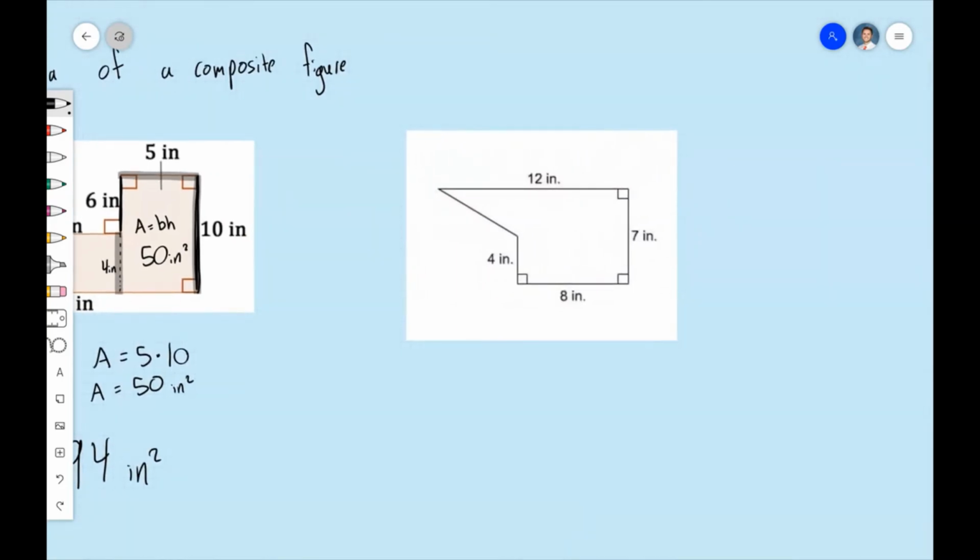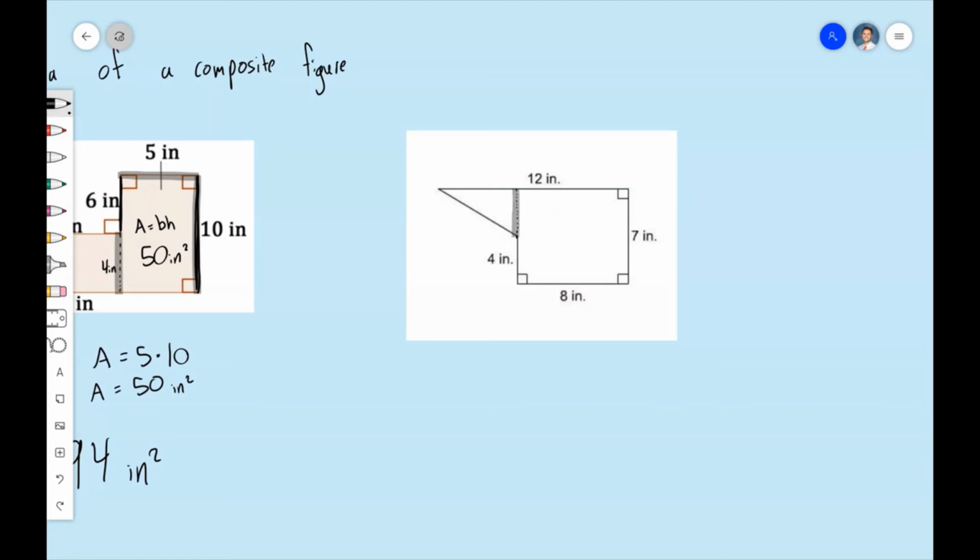So for this one here, we can see again we've got a couple different options for how we want to solve this. I'm going to go ahead and draw my little dotted line here. So generally speaking, when you have a composite figure, you'll have a few options, and it's just a matter of preference and finding one that you'll be able to get the measurements for. So we need to know the height of this triangle if we want to find the area.